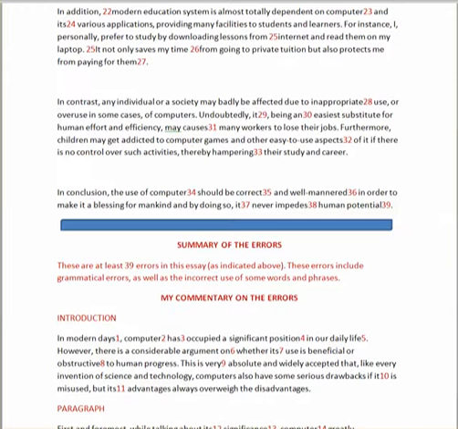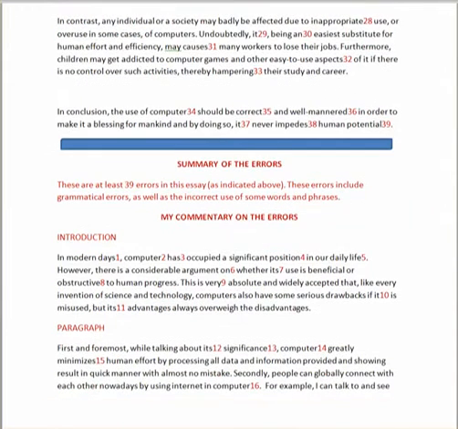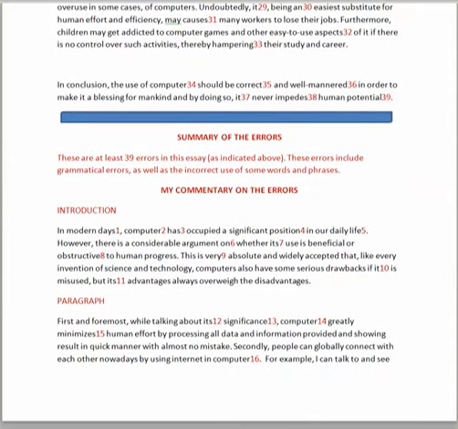Now, the summary of the errors. There are at least 39 errors in this essay, as indicated above, and these errors include grammatical errors as well as the incorrect use of some words and phrases, and there are substantial problems with the misuse of commas.